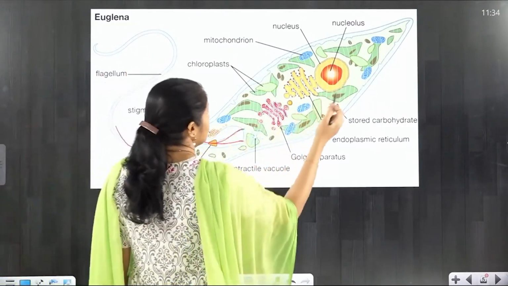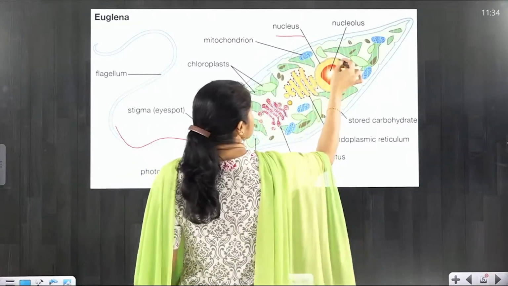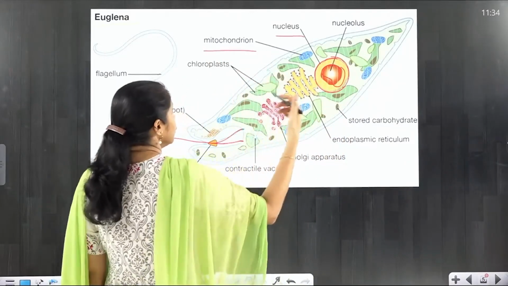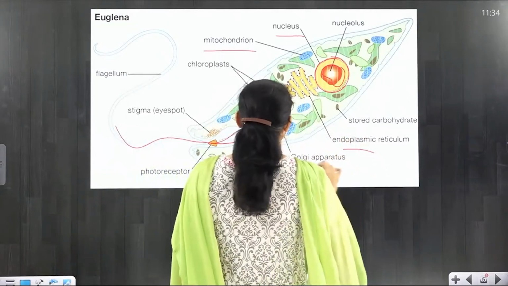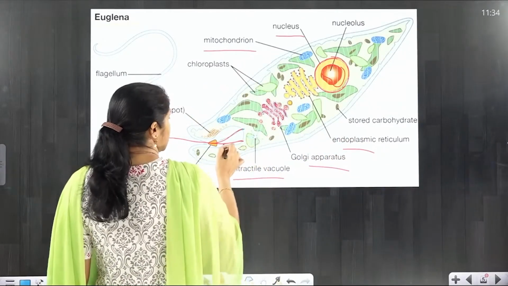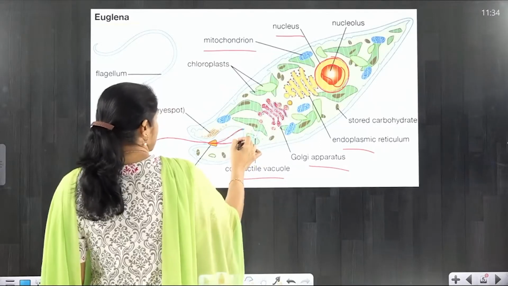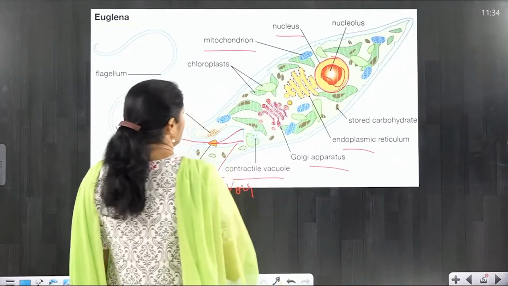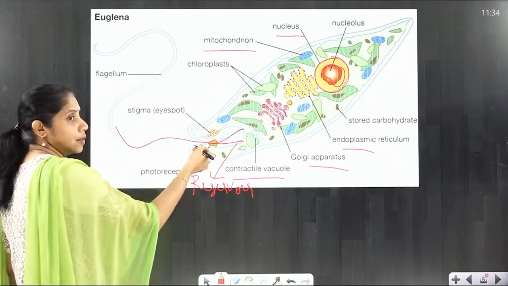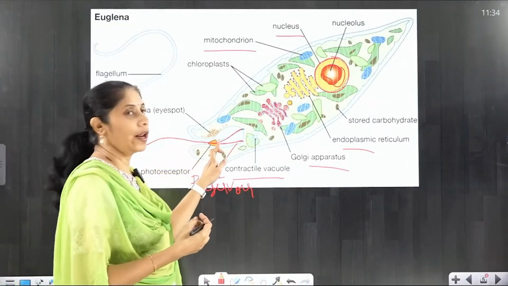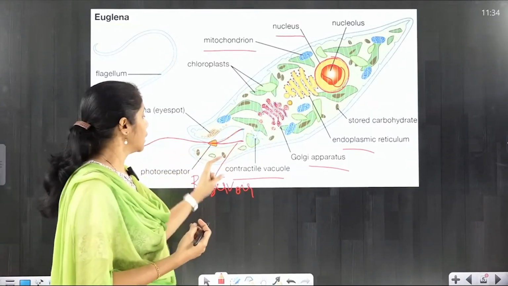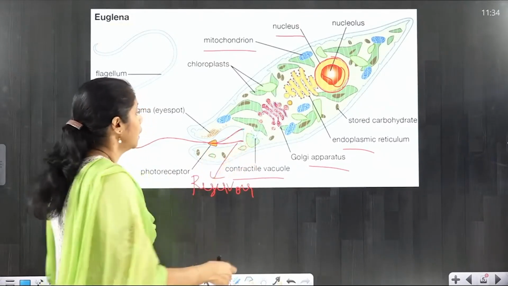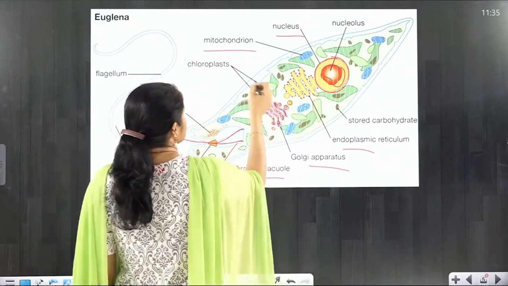Then this organism has the nucleus. This is the nucleus and the nucleolus is there. Next to the nucleus, you can see mitochondria. All eukaryotic features are there. Golgi, and the contractile vacuole here near this reservoir. This part is called the reservoir, and this is called the cytopharynx. It is equal to mouth, pharynx, and this is the reservoir. Next into the cytoplasm, the contractile vacuole is present, surrounded by accessory vacuoles. And this is Golgi, this is ER, and these are the chloroplasts.